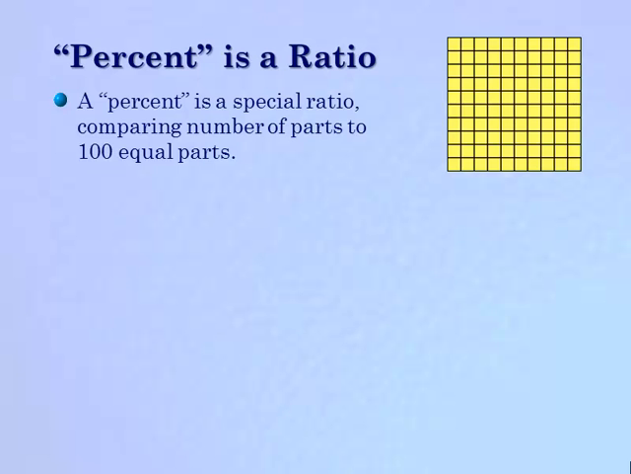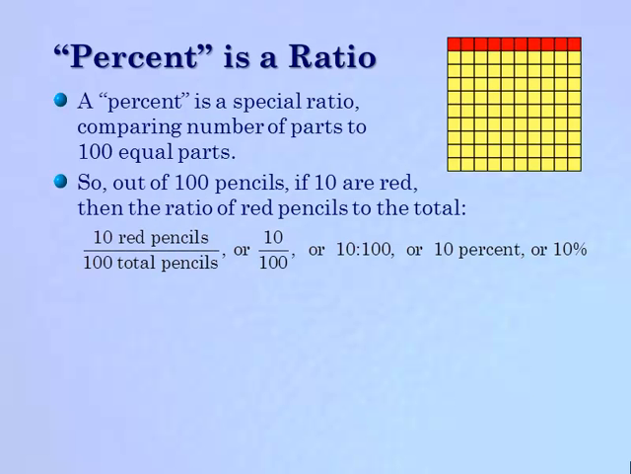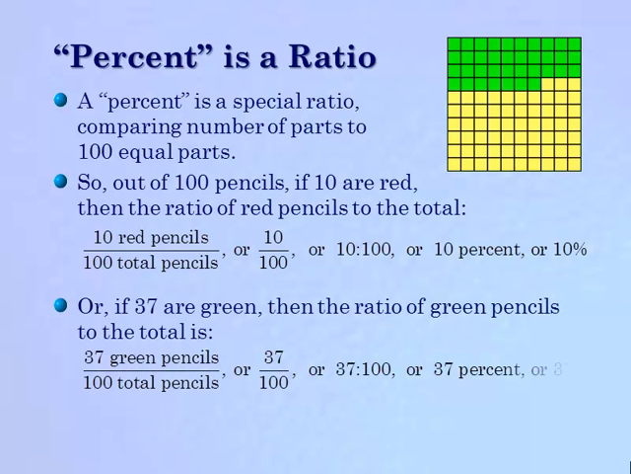Now, a percent is just a special ratio that compares numbers of parts to 100 equal parts. So out of 100 pencils, for example, if 10 are red, then the ratio of red pencils to the total is 10%. So you probably figured that out without using your calculator. Or if 37 are green, then the ratio of green pencils to the total is 37 to 100, which we can write as 37 to 100, or as we evaluate it out, we know that it's 37% which is green.